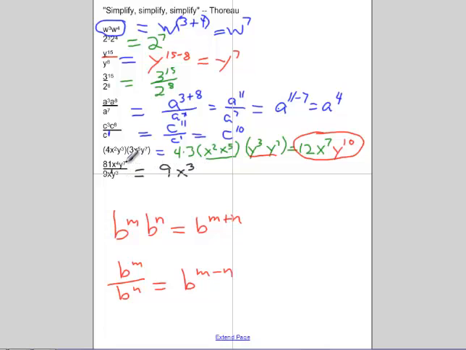And then y's are y to the 7th power divided by y to the 3rd power. We can apply the second rule down here, the property of division. Same bases, so we subtract the exponents. Y to the 7 minus 3 is y to the 4th power. And that should be our answer there.